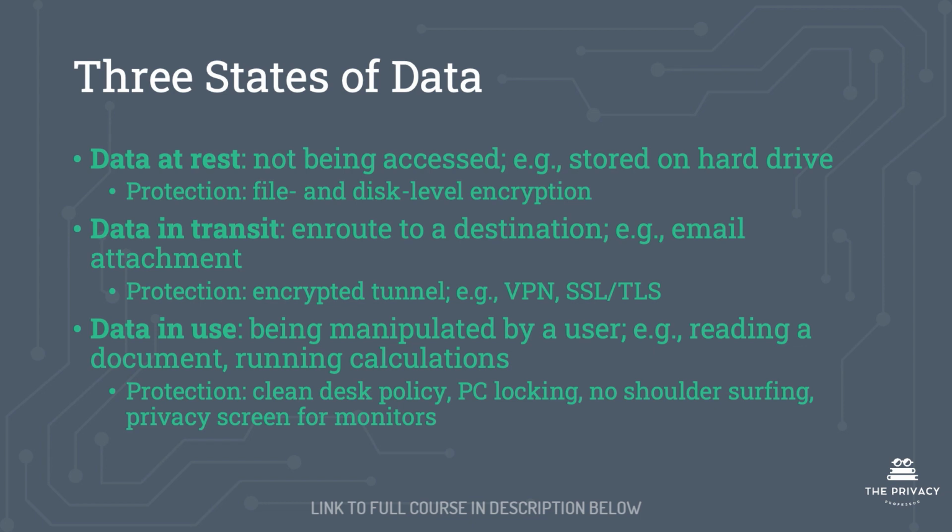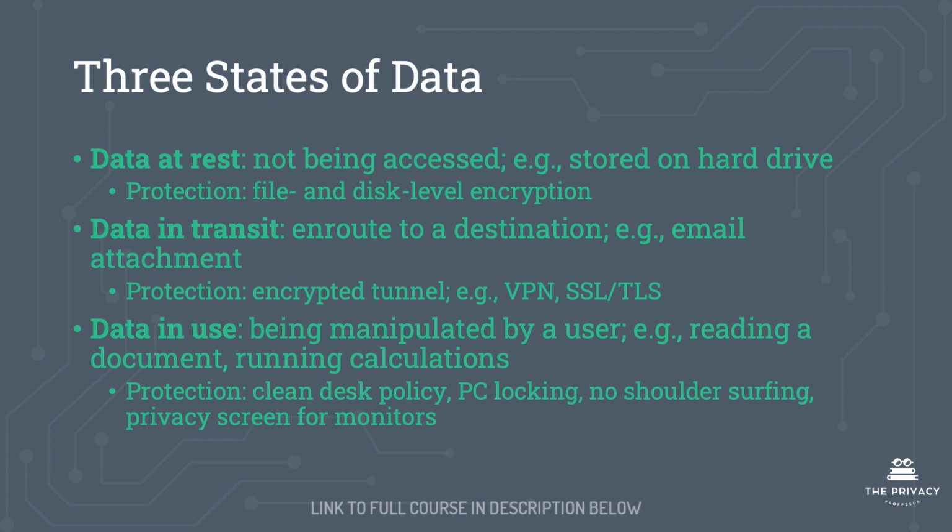All right, now that we're done with IP terminology, let's take a look at the 3 states of data. These are data at rest, data in transit, and data in use. Data at rest is data that is not being accessed. It is data that is stored on a hard drive, for example. And the protection method, it's important for each of these states of data that you remember how we protect that data. We protect data at rest with file or disk level encryption, or perhaps both. You can encrypt a file and then encrypt the disk that it's on.